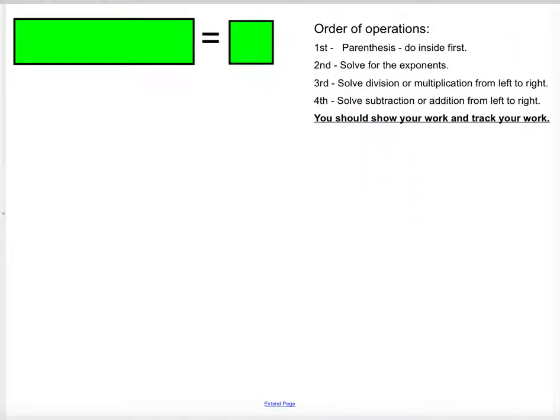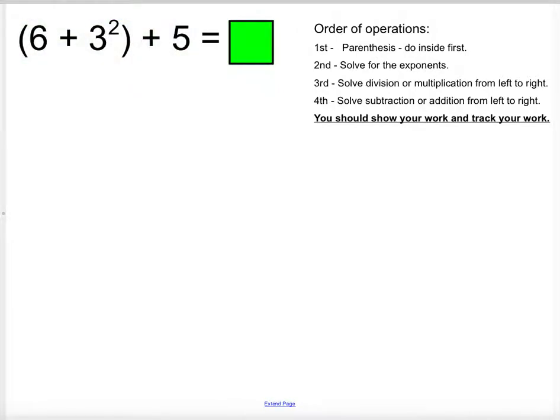See if you can solve this problem. All right? 6 plus 3 to the second plus 5. All right, go ahead and I'm going to pause the video. You try and solve it. All right, here we go. Let's take a look at our problem. All right, if you're not done, jump in and copy the notes as we go. All right, the answer for this problem is 20.